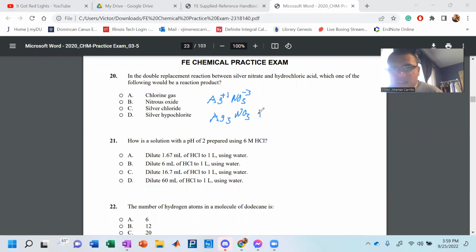Now, hydrochloric acid should be easy. Hydrochloric acid is just HCl. A double replacement reaction is: take this and connect it to this, and take this and connect it to this. Always, no matter what. So Ag is +1, Cl is -1, so it's silver chloride, plus H3NO3. Double replacement. Now, which one of these is the product? Oh, it's not chlorine gas. It's wrong. Nitric oxide? I don't see any nitric oxide here. Silver hyperchlorate makes absolutely no sense. The only answer is silver chloride, as shown by the double replacement reaction.